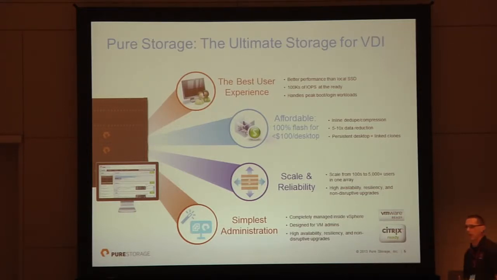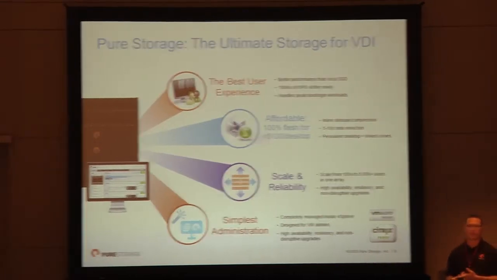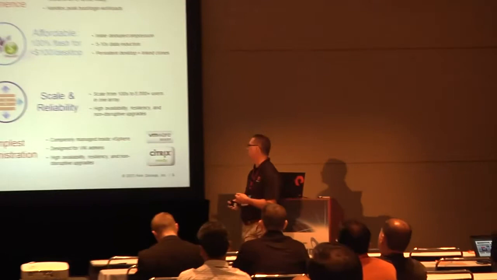So hundreds of thousands of IOPS at the ready. Even if your workload doesn't demand 100,000, 200,000, 400,000 IOPS, it's something you'll never have to worry about in terms of being able to deliver that kind of performance. So we can handle all those peaks, the boot storms, the login storms, software patching, virus scans. There's plenty of horsepower available to satisfy those needs.